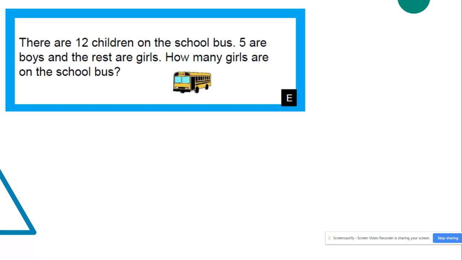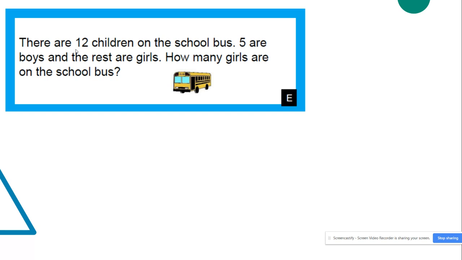Let's try some together. There are 12 children on the school bus. 5 are boys and the rest are girls. How many girls are on the school bus? Stop the video here and solve the problem. Then come back and we'll solve it together.